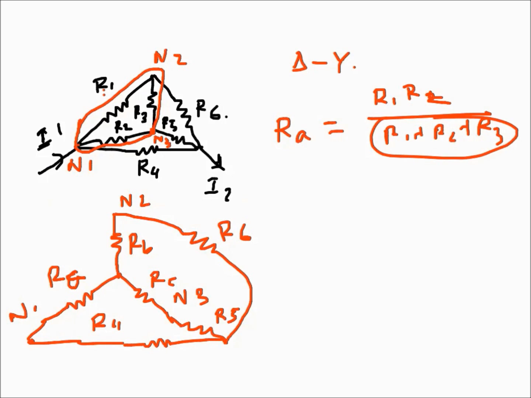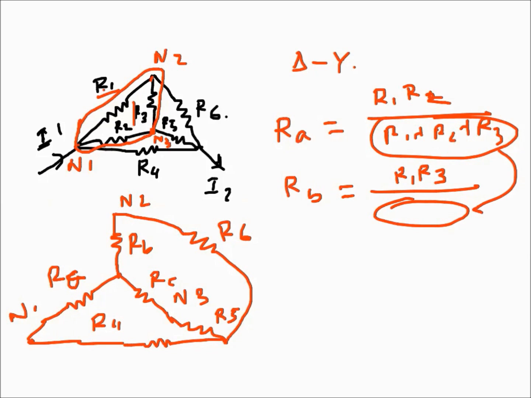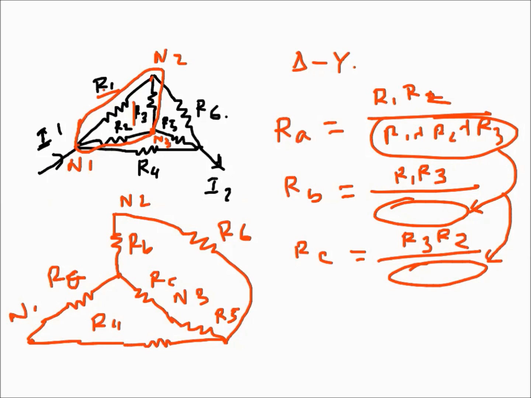So it's common everywhere. Similarly, RB is this one which is connected to N2. So R1 and R3 are connected to it. So it is R1 R3 over the same thing. And then finally RC, which is connected to R2 and R3 in the delta connection, R2 and R3, over the same R1 plus R2 plus R3. I'm not writing those things.